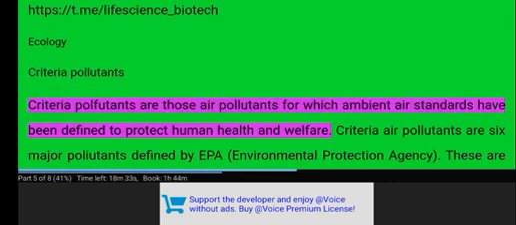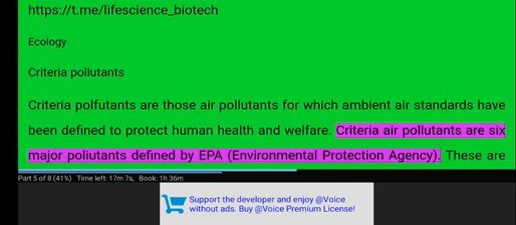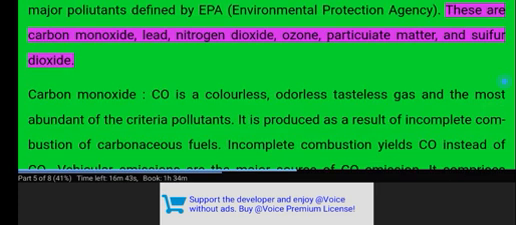Criteria pollutants. Criteria pollutants are those air pollutants for which ambient air standards have been defined to protect human health and welfare. Criteria air pollutants are 6 major pollutants defined by EPA, Environmental Protection Agency. These are carbon monoxide, lead, nitrogen dioxide, ozone, particulate matter, and sulfur dioxide.